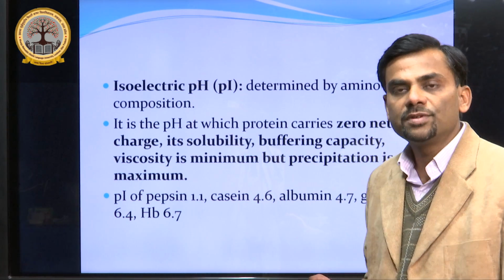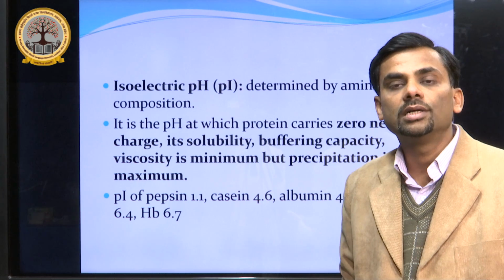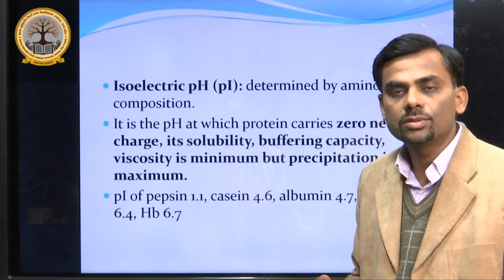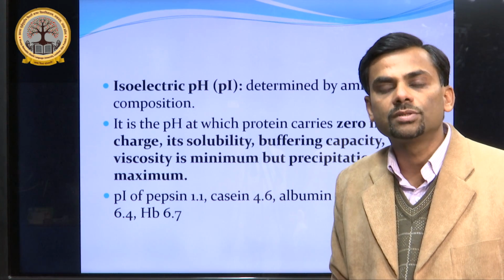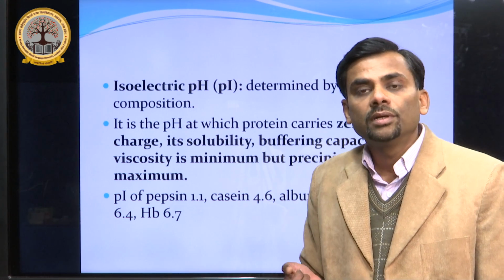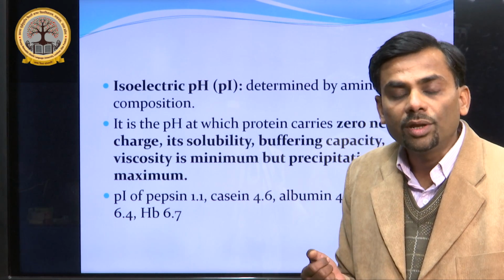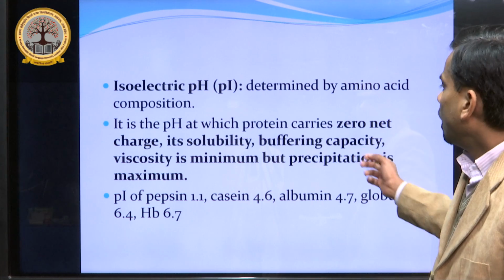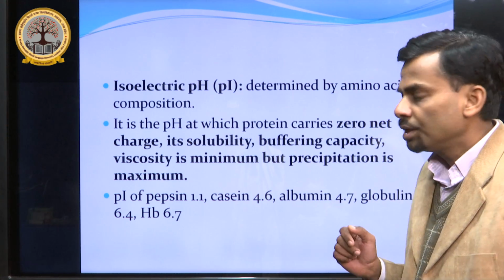The next category of this physical property, which is very important, is the isoelectric point, denoted by small p and capital I, also known as isoelectric pH. What is this isoelectric pH? It is the pH at which the net charge on the protein or amino acid is 0, and it is determined by amino acid composition.